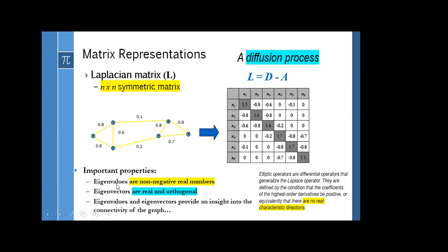Now, properties of the Laplace operator. Eigenvalues are non-negative real numbers. Non-negative means that the minimum eigenvalue is 0, and it's always simple. It's just the Perron-Frobenius theorem turned upside down. And my eigenvectors are real and orthogonal. Again, I can use them as a basis for algebraic mapping.